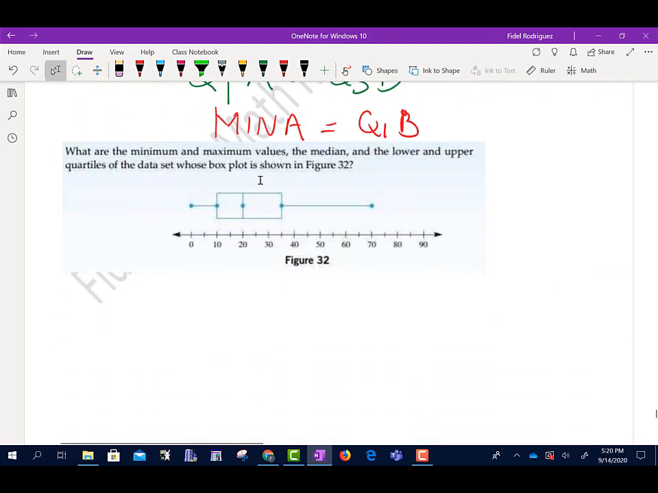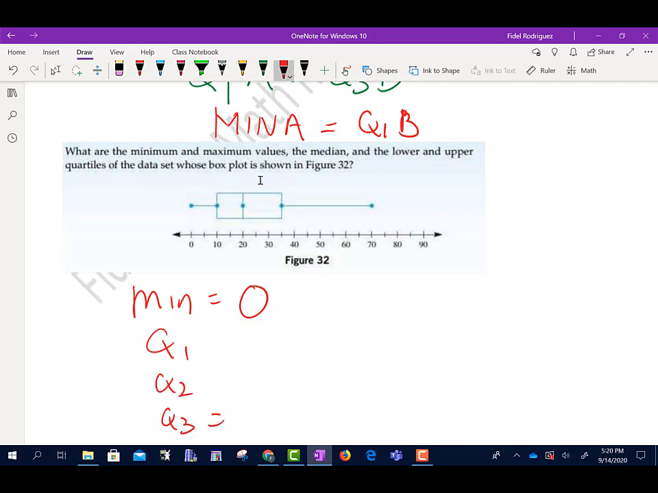All right, here's another one. It says, what are the minimum and maximum values, the median and the lower and upper quartiles of the data set shown here? Okay, so let's see if we can find this. Minimum is going to be 0. And I'm just going to go in order, guys. Q1 is 10. Q2, or my median, is 20. Q3 looks like it's going to be, what, 35? And my maximum looks like it would be 70. Okay.